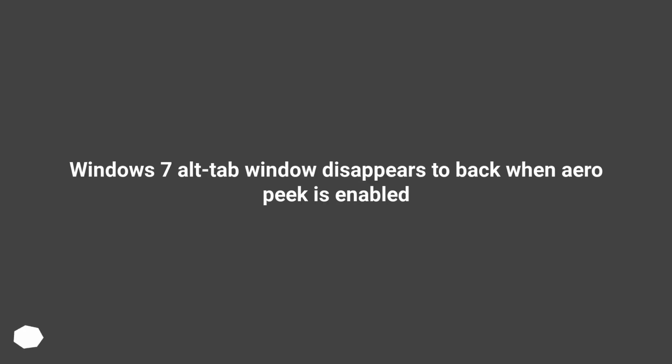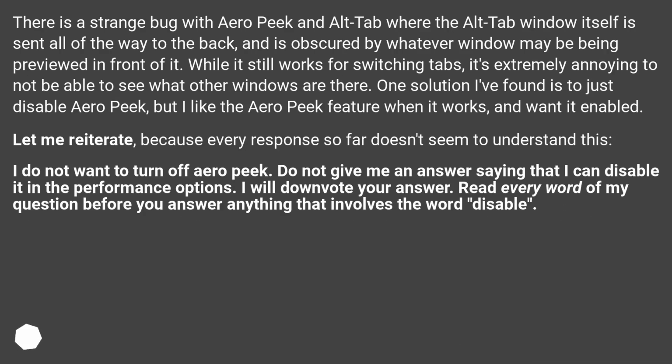Windows 7 Alt-Tab window disappears to back when Aero Peek is enabled. There is a strange bug with Aero Peek and Alt-Tab where the Alt-Tab window itself is sent all of the way to the back, and is obscured by whatever window may be being previewed in front of it.